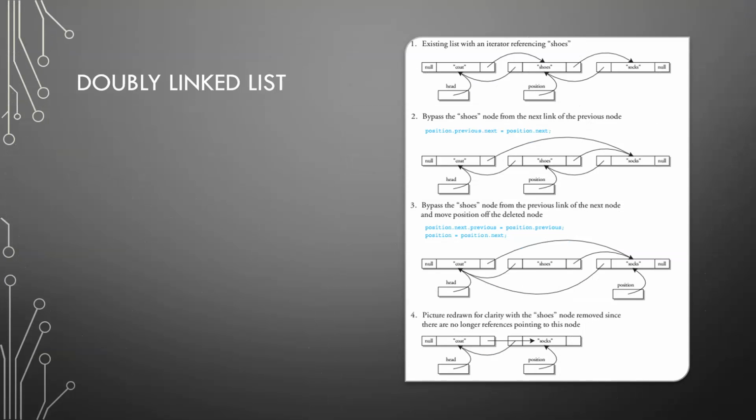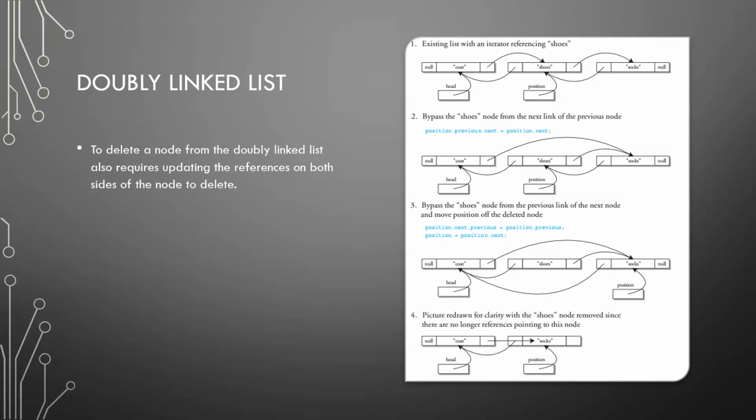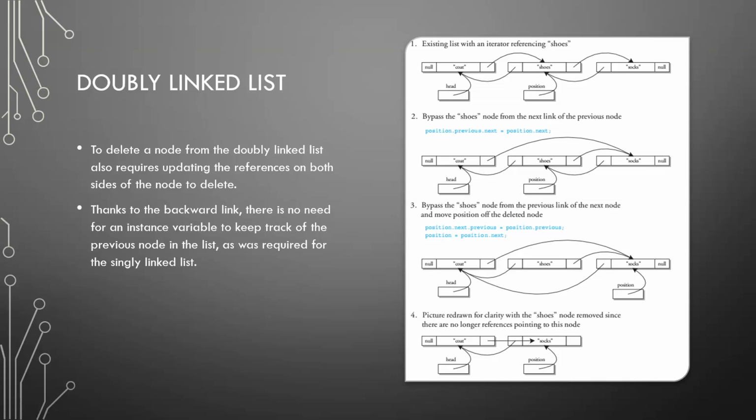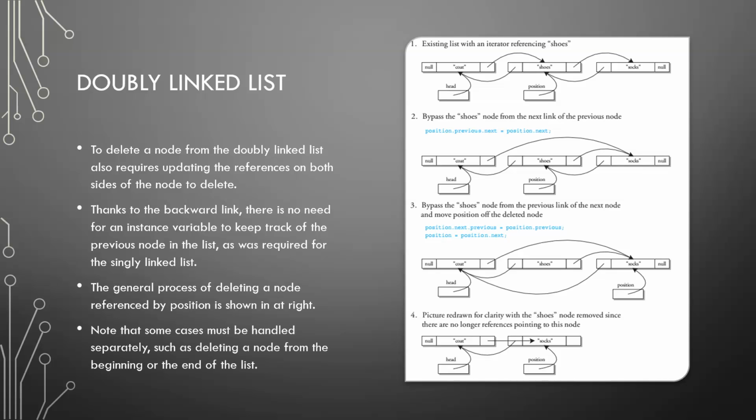All right, so we just looked at adding a node to the front, but what about deleting a node? Well, deleting a node from the doubly linked list also requires updating the references on both sides of the node to delete, because remember you have the link that points to the next and a link that points to previous. Now, thanks to the backward link, there's no need for an instance variable to keep track of the previous node in the list, as was required with our single linked list. The general process of deleting a node is shown by the position at right. You'll note, though, that in some cases, things must be handled separately, such as deleting a node from the beginning or the end of the list, which is why we just looked at the beginning one a second ago.